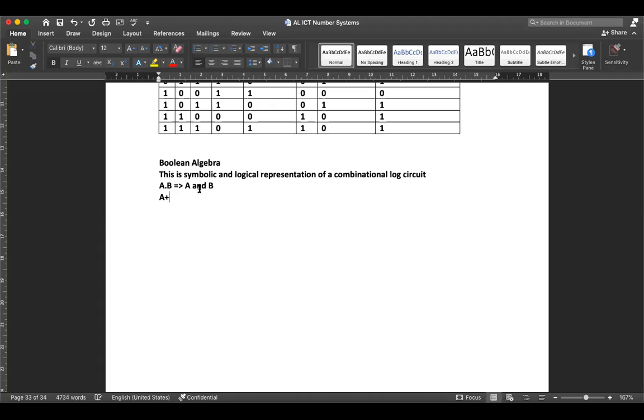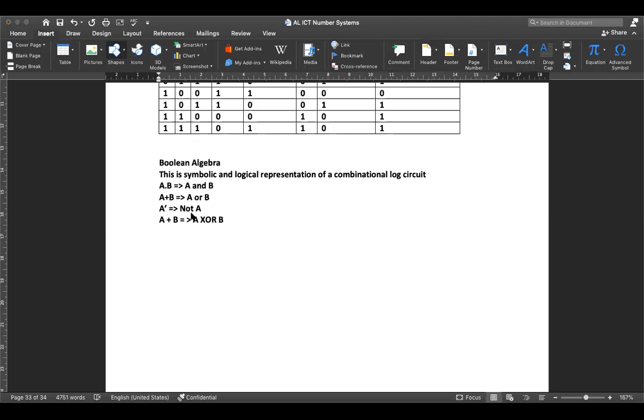A dot B, we read as A and B. If it is A plus B, you read as A or B. If it is A dash, you read as not A. And if it is A with the XOR symbol, read as A XOR B, exclusive or. Please write this down. So this is how you read these: A or B, A and B, not A, and A XOR B.